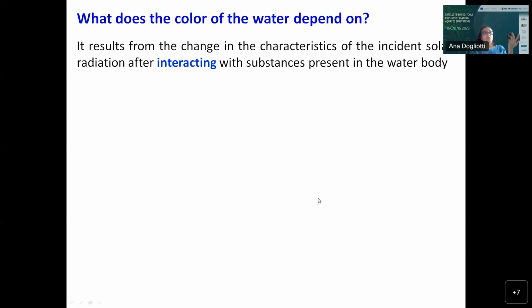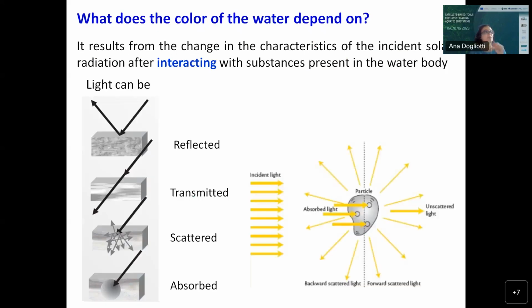Now going to what the color depends on, why the color changes. Basically, the color will result from the change in the type of energy, the radiation that comes from the water after interacting with the substances present in the water. So basically, it will depend on what is in the water.